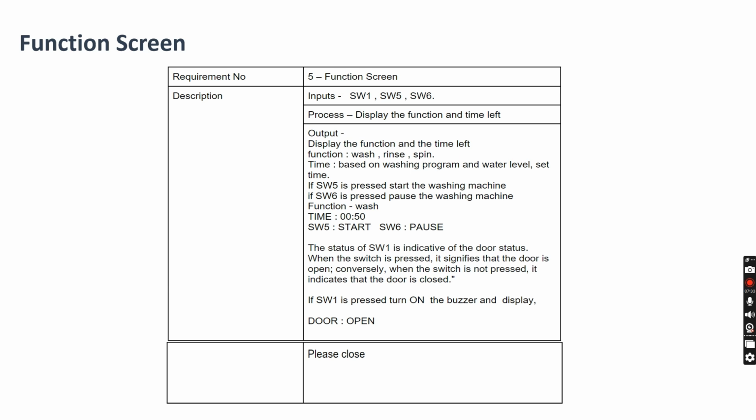If we need to stop the timer in between, we can press switch 6 to pause, and to resume, we can press switch 5. Here switch 1 is pressed to check the status of the door. If we press switch 1, it means the door is open, so the buzzer will turn on and the display will show: door is open, please close the door.